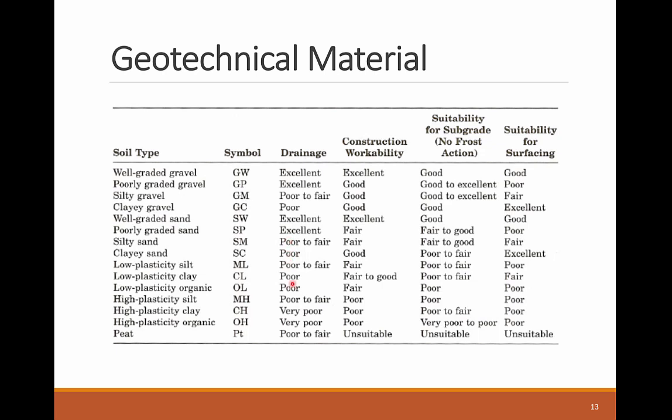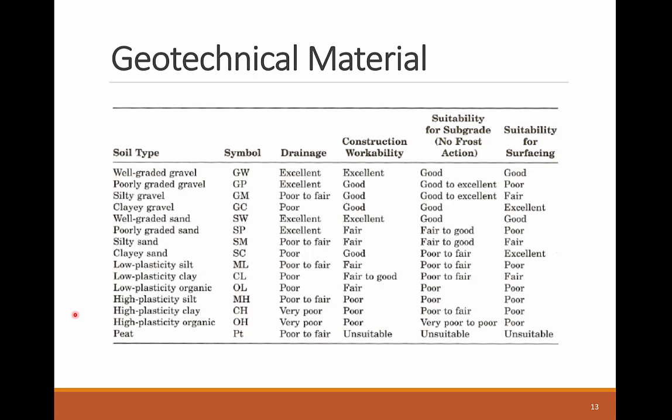The poorest drainage is shown by high plasticity clay, this one here, which is the reason for using clay as the core of earthen dams, where the main concern is to retain the water behind the dam and not infiltrate through the earthen dam.